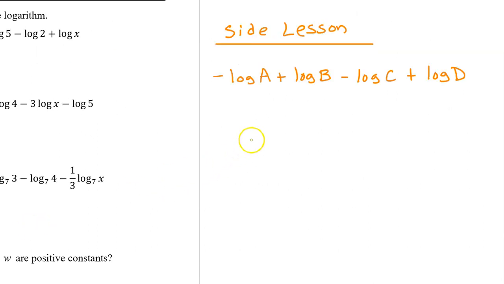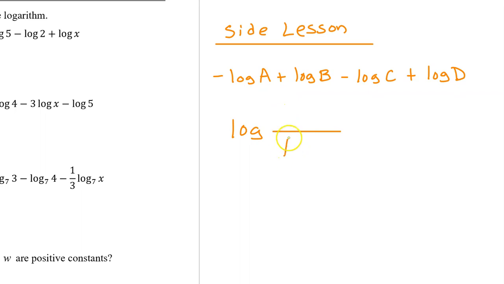Quick side lesson. If you have multiple log terms involving addition and subtraction, you can rewrite these as a single log in one step. It will be the log of a quotient, and because we have 4 terms, there will be 4 factors in the quotient. You just have to keep track of which factors will end up in the numerator and which factors will end up in the denominator. Any factor that comes from a negative term will end up in the denominator.